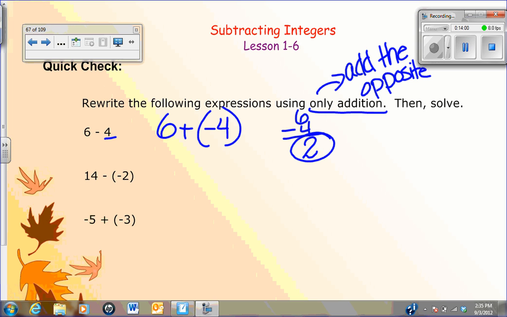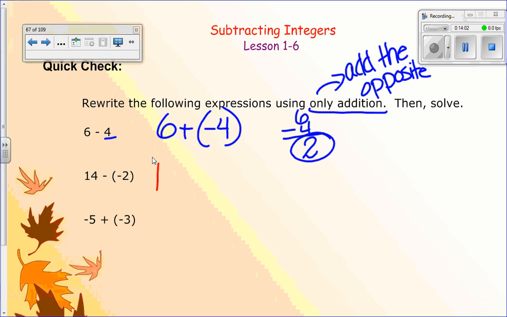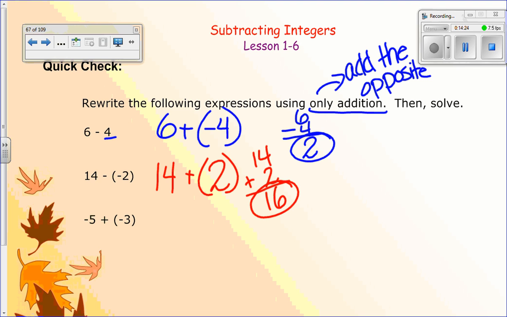All right, let's check those answers. Again, to rewrite it, I'd leave 14 alone, minus switches into a plus, and then negative 2 turns into a positive 2. So I have 14 plus 2. On this one, both signs are the same. They're both positive numbers. When the signs are the same, you add. So 14 plus 2 is 16. And because both numbers were positive, my answer is a positive 16.